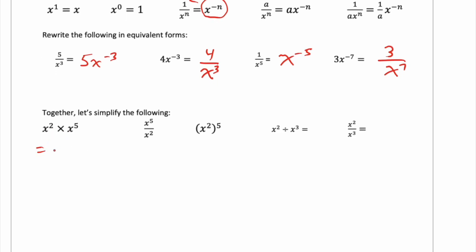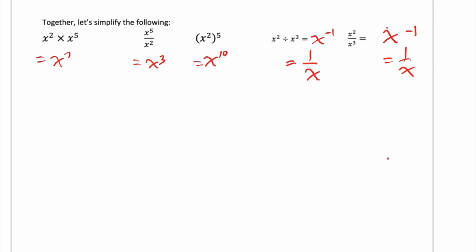So when we're multiplying, we add the exponents. So that's going to be x to the power 7. When we divide, we subtract. When we have an exponent of an exponent, you multiply. This is division, again, just like over here. So you subtract, you get x to the power negative 1, or 1 over x. And actually this one's the same answer as x to the power negative 1. It's actually the same thing, just rewritten differently.